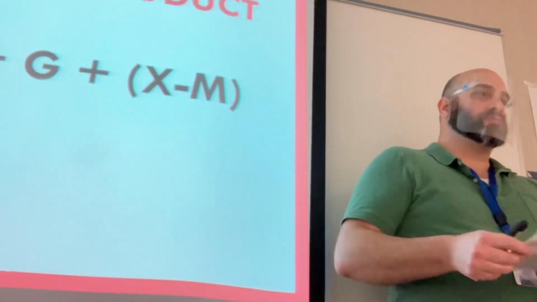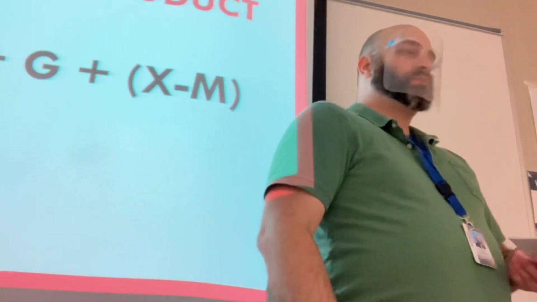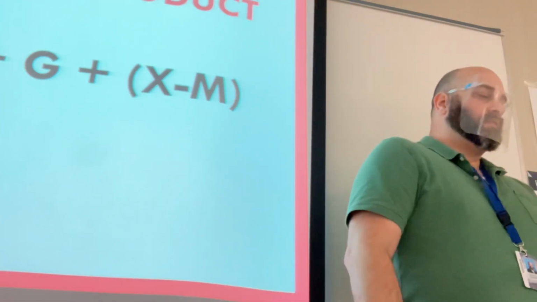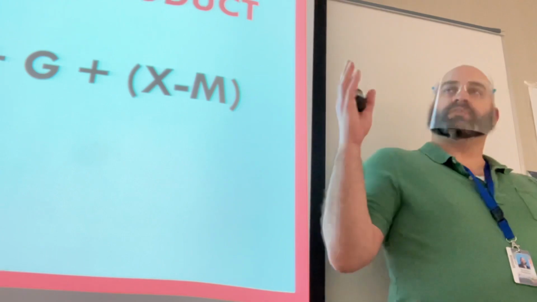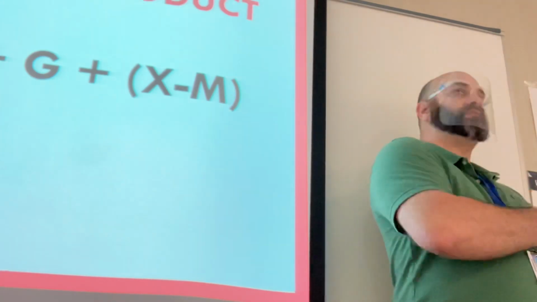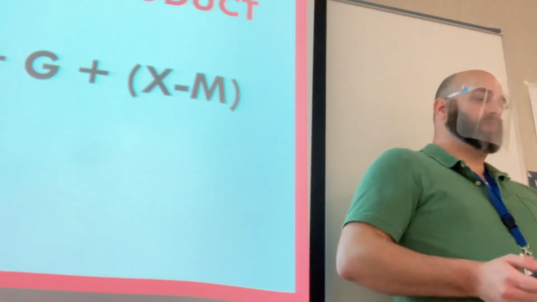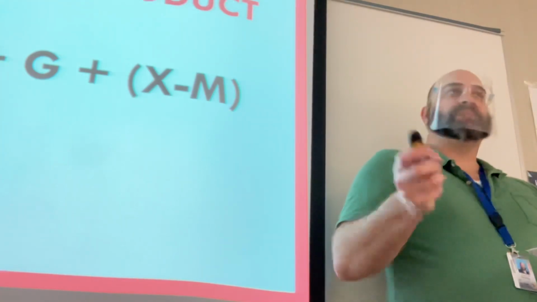Right, and gross domestic product. This is the calculation that we use to figure out gross domestic product. Does anybody know what the C stands for? The C. Yes. Consumer spending. Yeah, consumer spending. Very good. And the I. Anybody know what the I is?